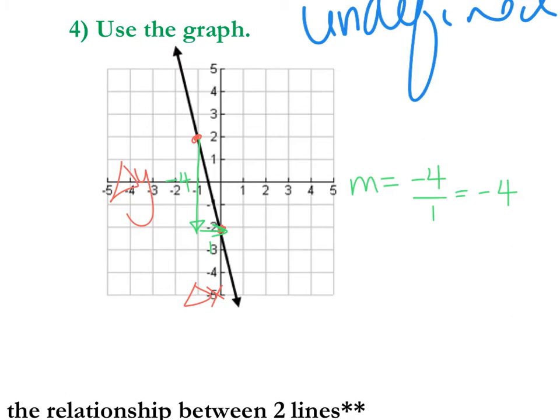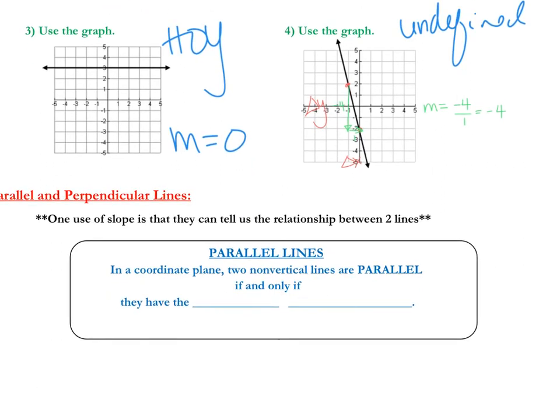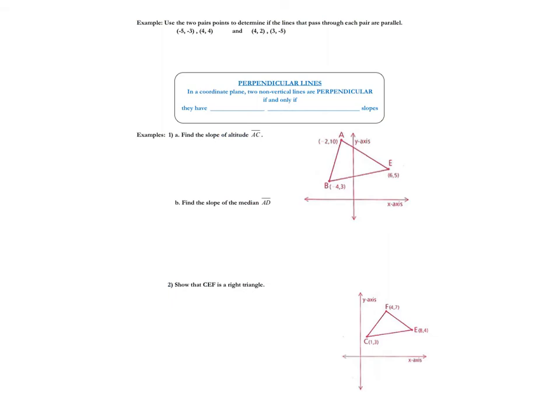Okay, and then the next thing we're going to talk about is slopes and parallel and perpendicular slopes. So parallel lines are going to become really important later on in this chapter. So remember that if lines are parallel and they're two non-vertical lines, this happens if and only if they have the same slope. Okay, that would make sense because we would be rising and running at the same rate. Okay, let's go ahead and go to the next page.